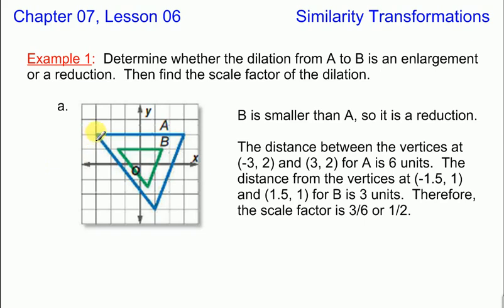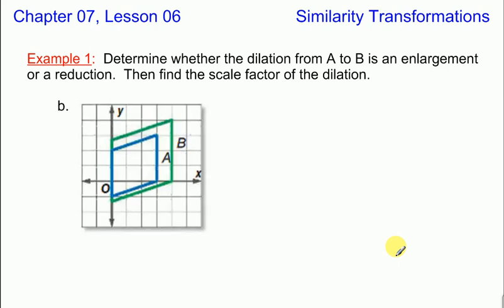The distance between these vertices, from here to there, that is 6 units. And then the distance from these vertices, this is at -1.5 to +1.5, that's 3 units. Now that's the new shape, so we're going to put new over original. New over original. So the scale factor is 3/6, and then simplify that down to 1/2.